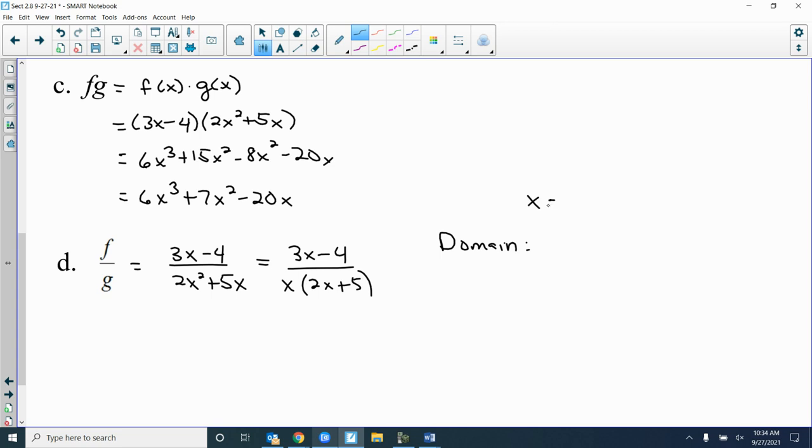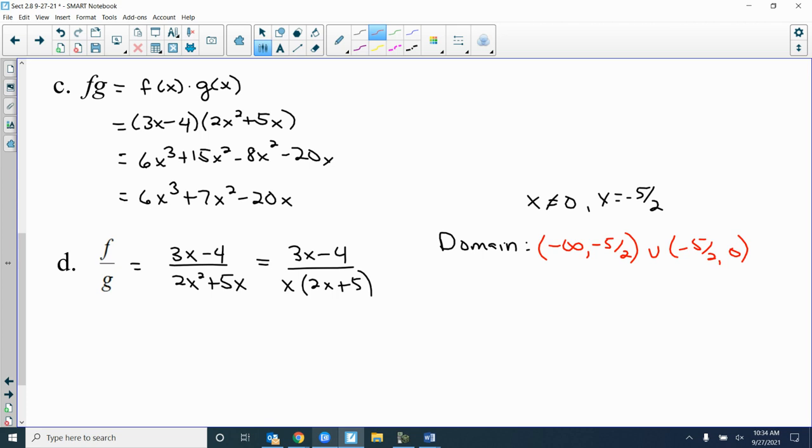Can't equal negative 2.5. We'll call that negative 5 halves. Anything else? No. Good. Some people still think 3x minus 4 affects it, but it doesn't because it's in the numerator. That is allowed to equal 0. It cannot equal 0 in the denominator. So we get negative infinity to, the first one we come to is negative 5 halves, union, negative 5 halves to 0.